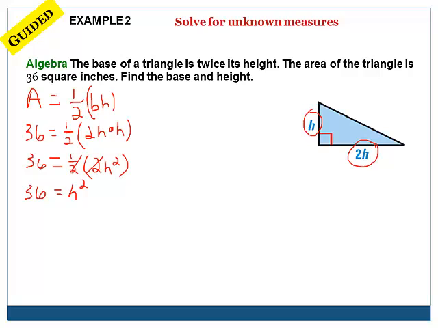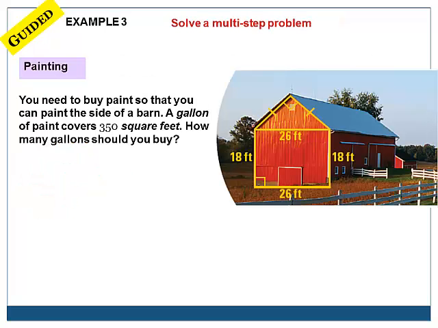These will cancel out. Now we just need to find the square root of each side. Our height is going to be equal to 6. So if we come over here, we already know the height. We know our height is 6, and we know our base is 2 times our height, which is 6, which will give us 12. We need to look back at our problem, and it says that our units will be in inches.